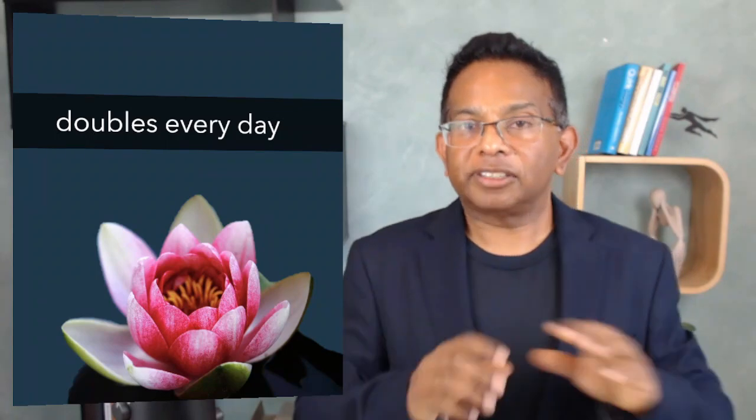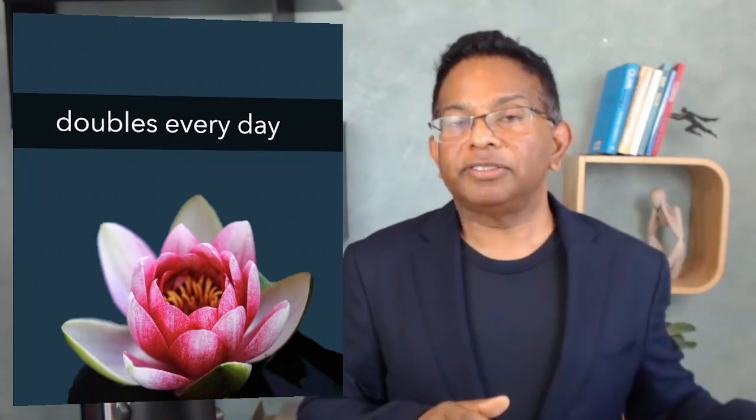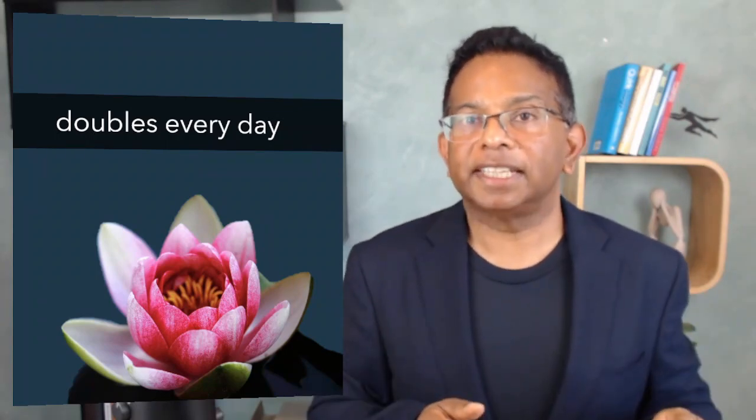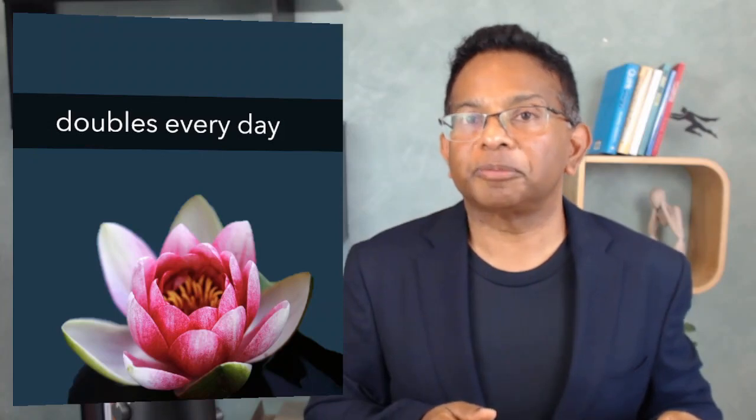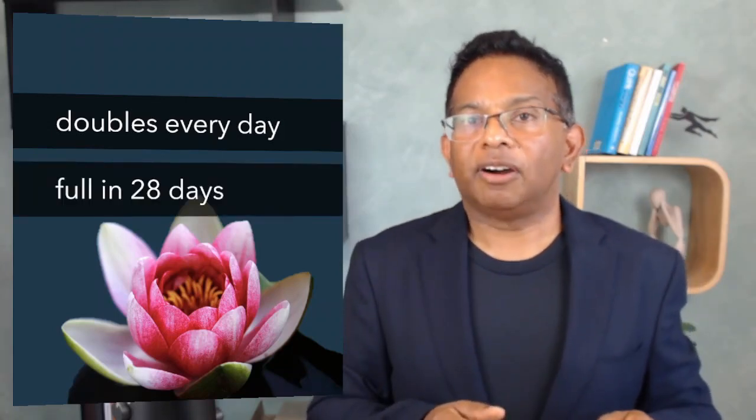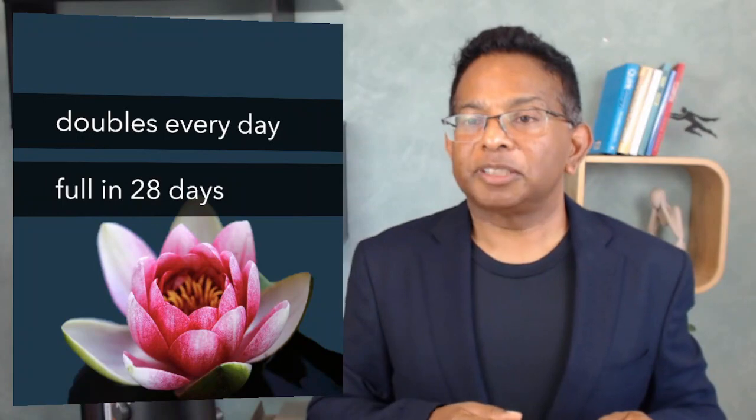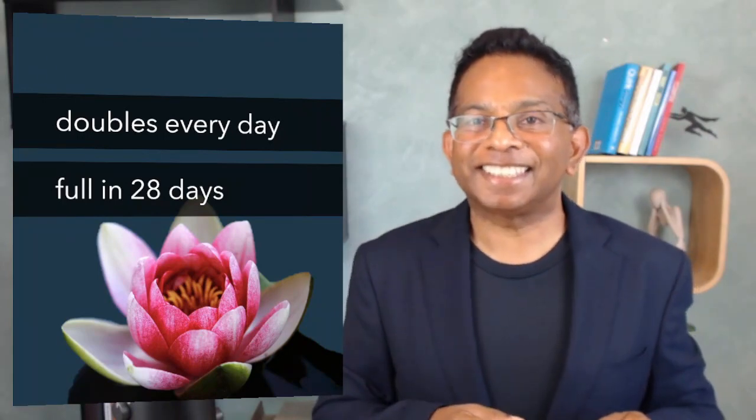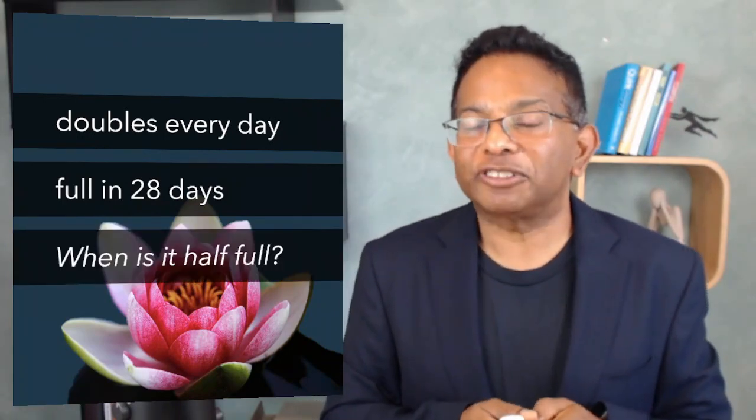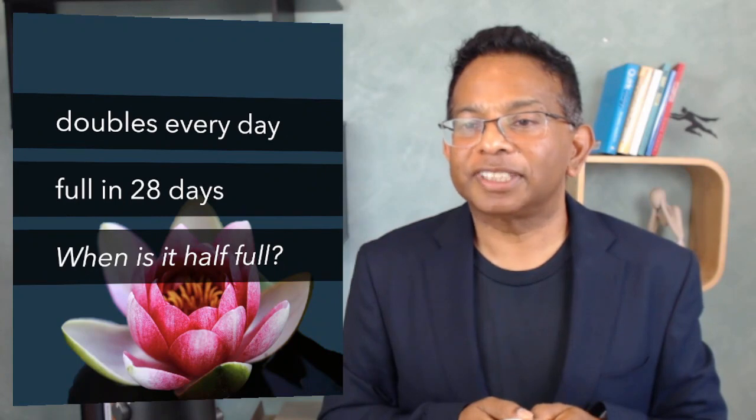There's a pond, and the pond is empty except for one lily in the pond. Overnight the lily splits in two. So the next day, if you go to the pond, there are 2 lilies. The next day, each of them splits in 2. So now you've got 4. And the next day, 8, and 16, 32, and so on. The pond is full on day 28. So my question for you, and you can answer this in the chat: when is it half full?